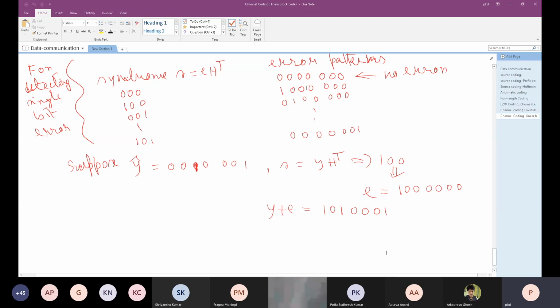Syndrome, we are getting this corresponding to an error pattern. That means here there is an error in the bit. Okay, so corresponding to this error pattern, we have stored the syndrome code. Okay, and then that is stored in a table.